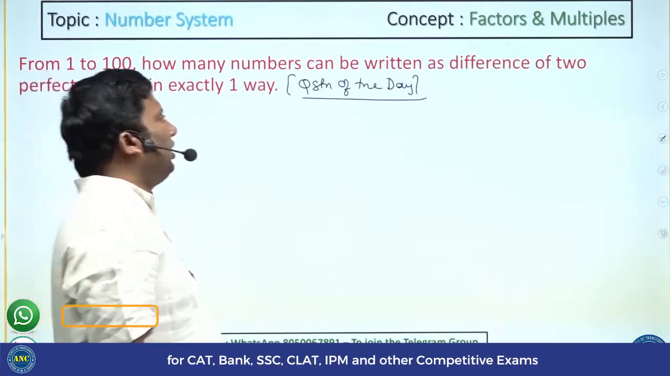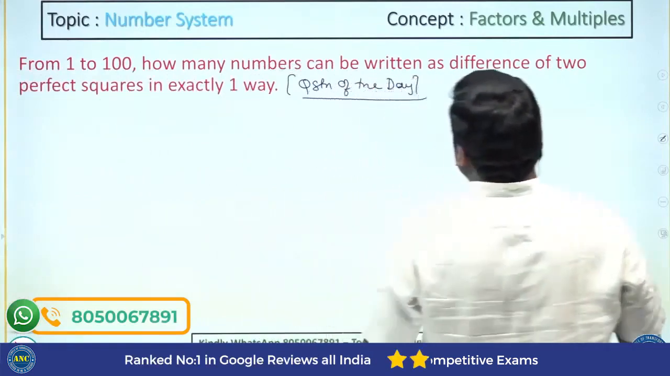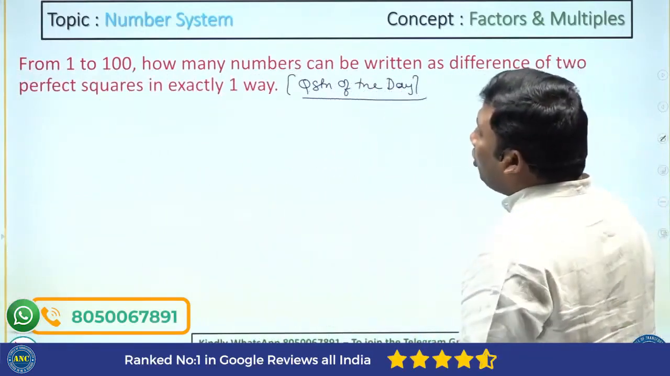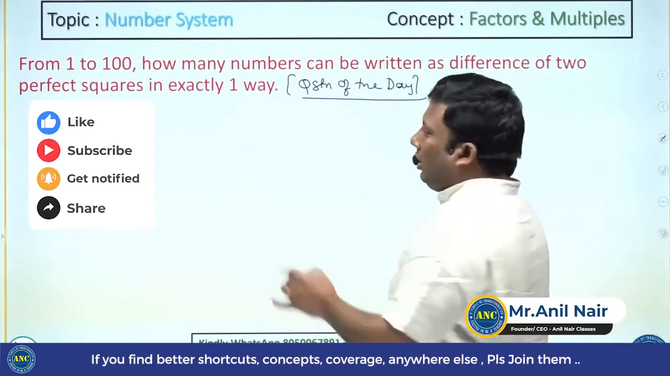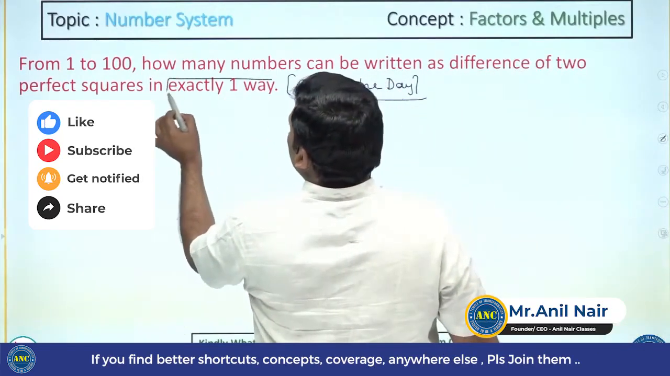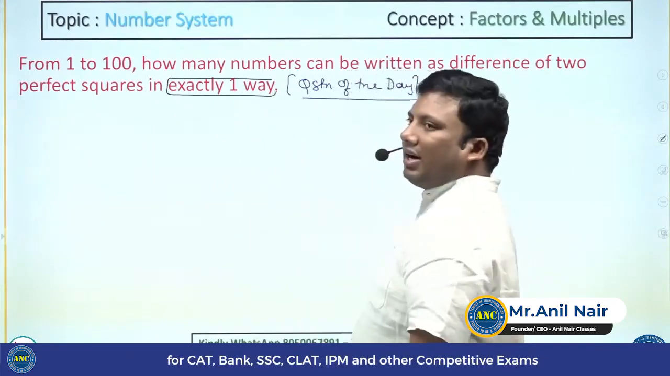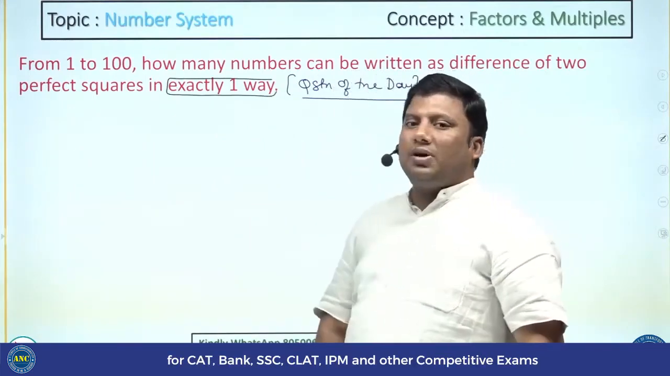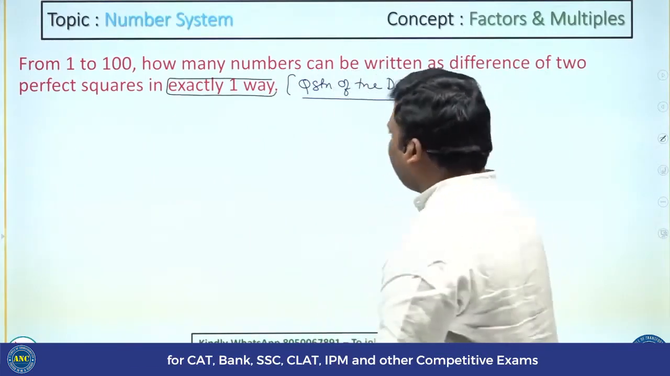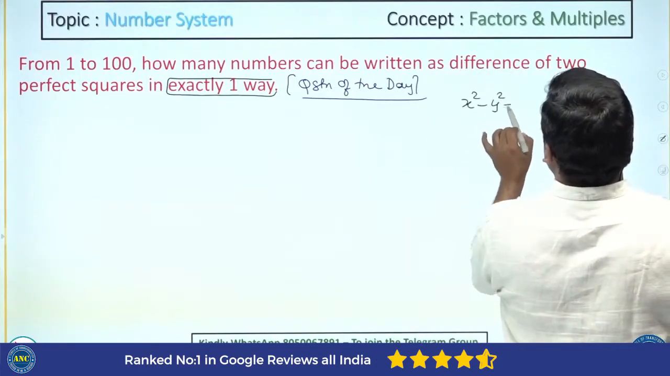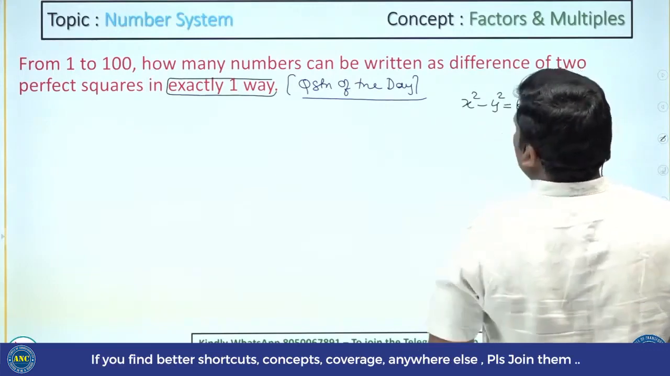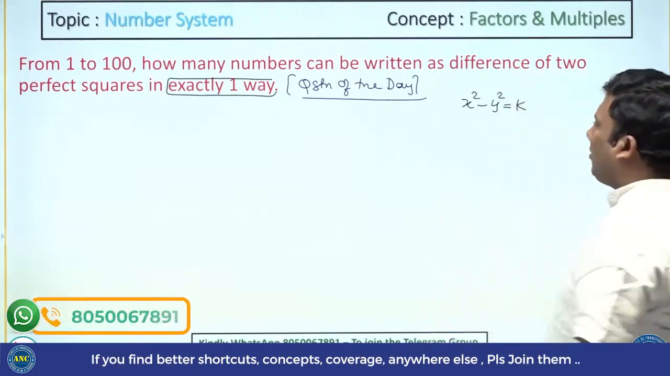From 1 to 100, how many numbers can be written as a difference of two perfect squares in exactly one way? Exactly one way. There are certain numbers which can be written as, suppose, x square minus y square equivalent to k.